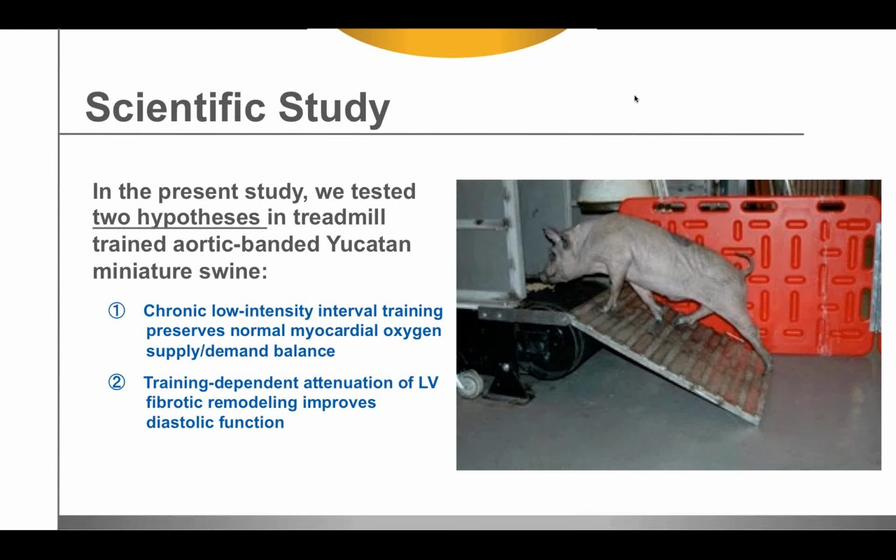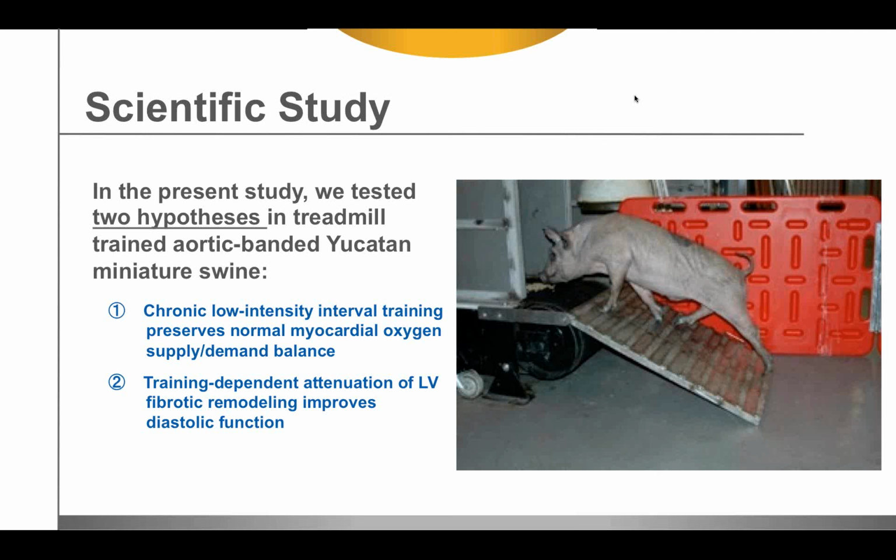So I'm going to talk to you a little bit about a study that we recently published last year in which we tested 2 hypotheses, and we tested them in treadmill-trained aortic-banded YEP10 mini pigs. And you can see over there on the right, one of our mini pigs hopping up there, chasing a little bit of food to get on the treadmill to start running.